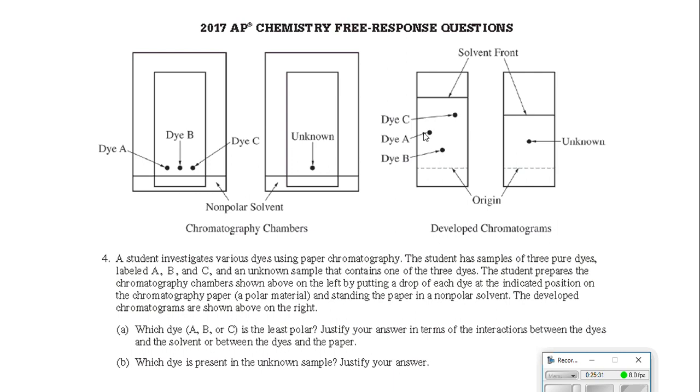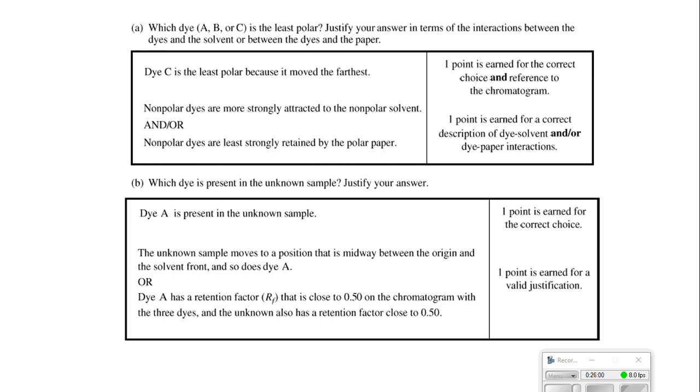So dye A is most likely to be the unknown because each spot has migrated about halfway up the paper compared to how far the solvent has moved. So they probably had similar intermolecular attractive forces, and dye A is the unknown. So I'll let you see the actual answers, and I'll pause a minute so you can read that.